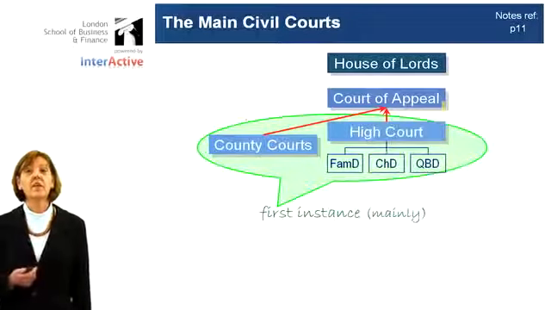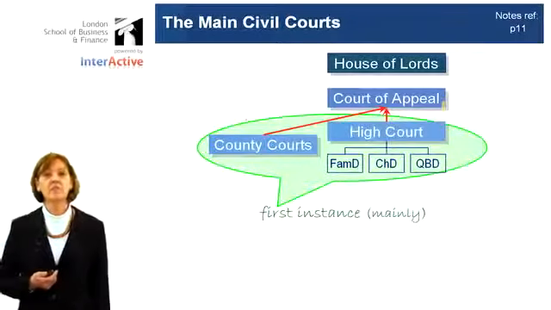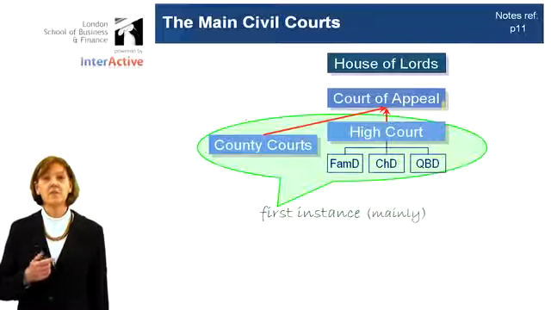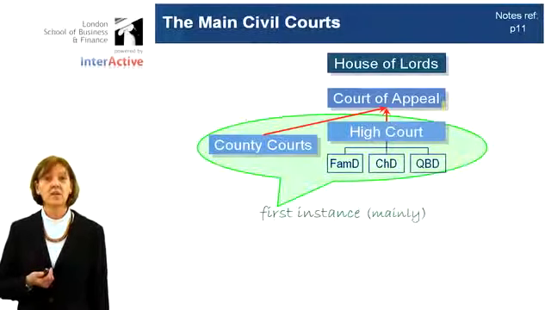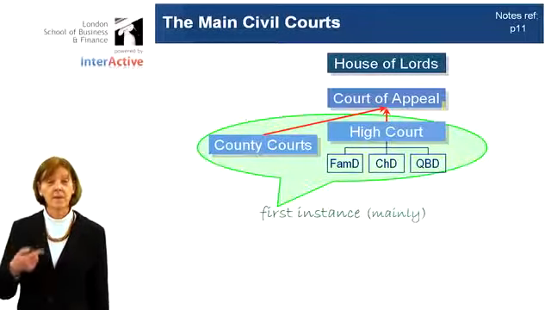Be careful there. Common error of students is to say that appeals from the county court always lie to the High Court of Justice. No, the general rule, appeals from the county court lie to the Court of Appeal. Similarly, that general rule also applies to the High Court. Appeals go to the Court of Appeal.